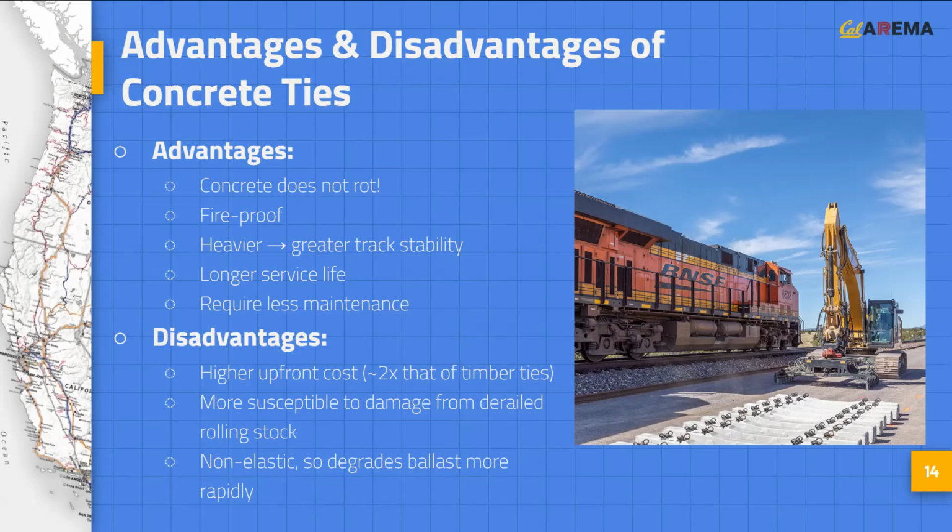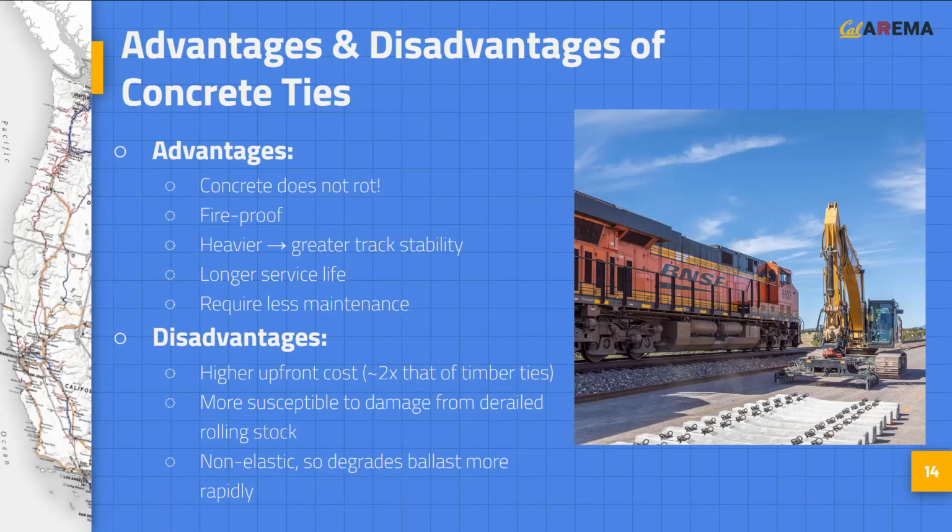However, concrete ties also carry a number of disadvantages. First, they have a higher installation cost, with an average cost of $200 per concrete tie as compared to only $95 per timber tie. Second, concrete ties are far more susceptible to damage from derailed rolling stock. While timber ties may be simply gouged by a derailing wheel, concrete ties tend to shatter upon impact, and they can often do so internally.